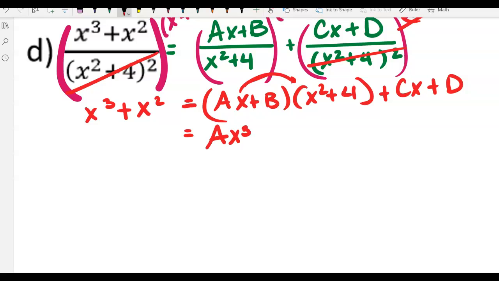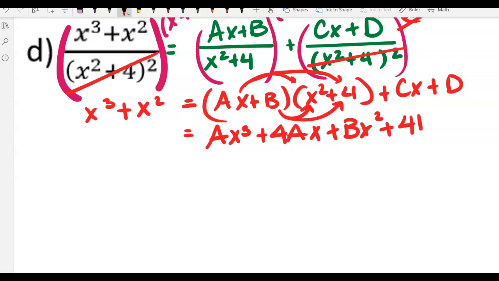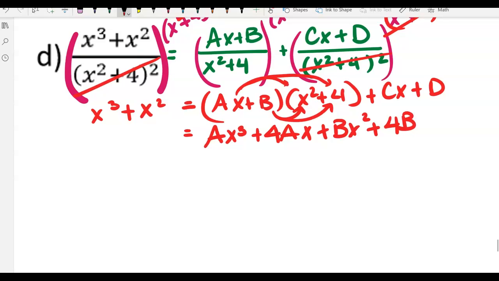So this is Ax to what power? Third. Then Ax times 4 is 4Ax. Bx squared is the next term, and then 4B. So far, so good? Drop down your Cx and your D. Okay, what do you want to do next? Based on the patterns? Yeah, probably put them together in descending order. Would you guys agree? So it's more organized.